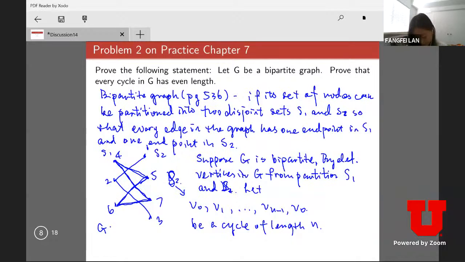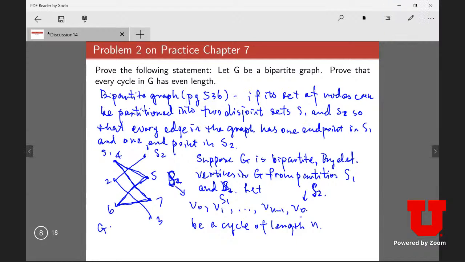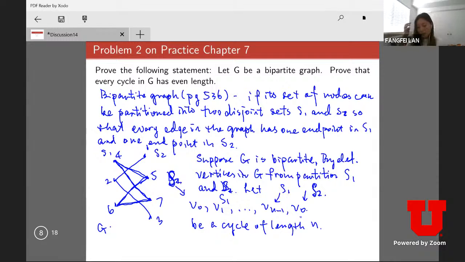Let's say that V0 belongs to S2. Where is V1? Can V1 be in S2 as well? It has to be in S1, right? So what does that mean about Vn minus 1? Because remember, V0 goes back to the origin, so this is still S2. So where is Vn minus 1? Also in S1. Yeah, so can you see a pattern here?